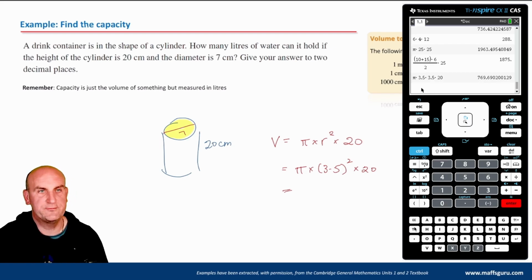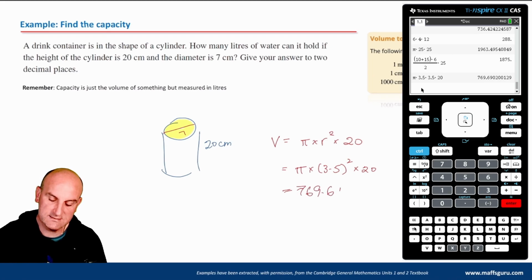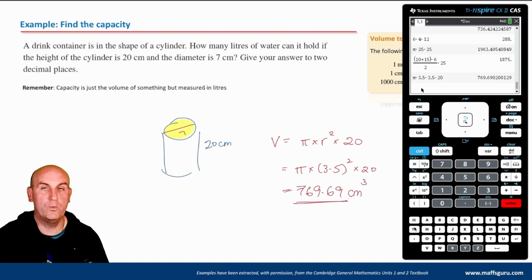Hit enter, gives me, now what does it want? It wants it to 2 decimal places. Is this my final answer? Because, let me just check, pi times 3.5 squared times 20, yep, gives me 769.69 centimeters cubed. It doesn't want that though, does it? What does it want? It wants my volume.